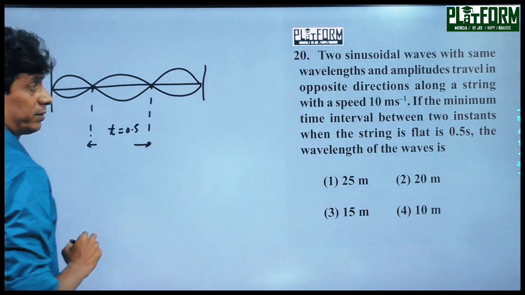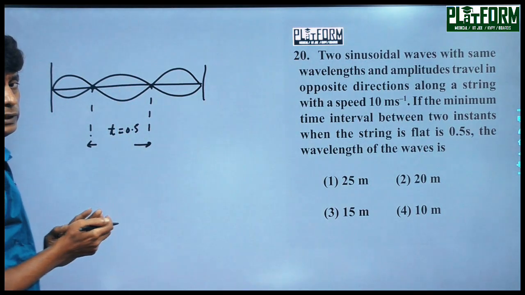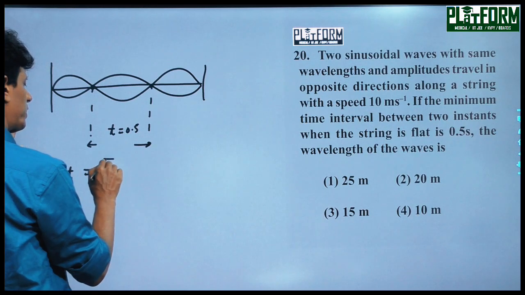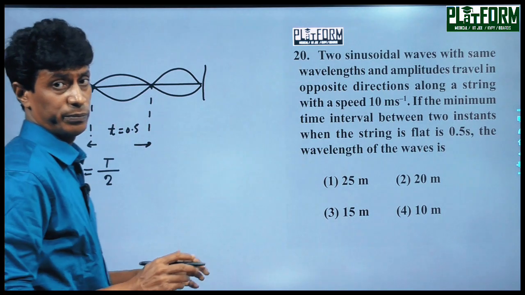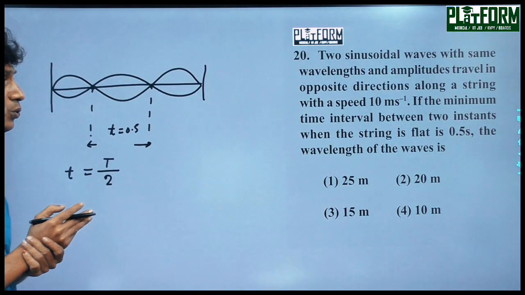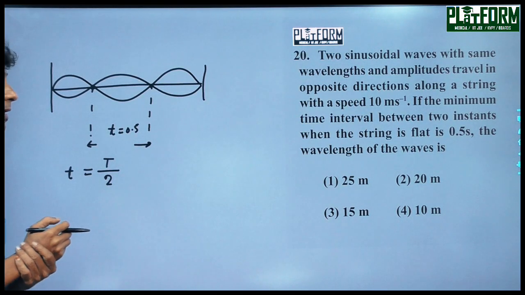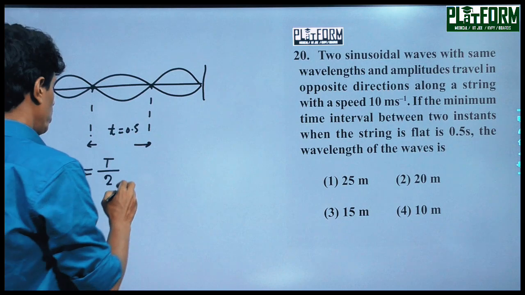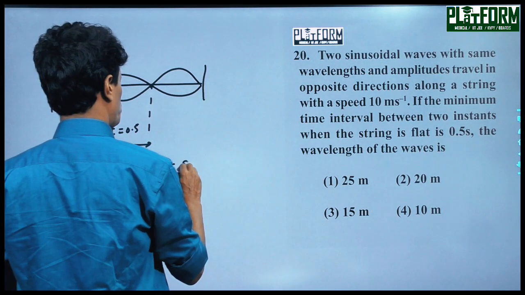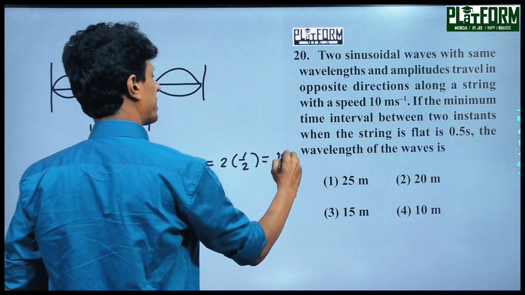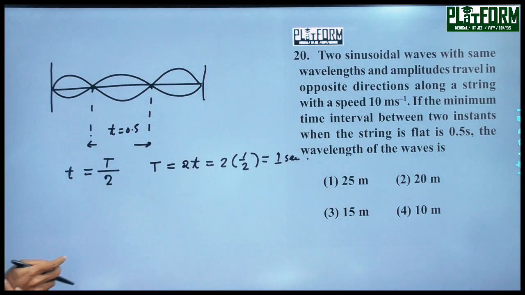You know, this t is actually half of the time period between these two flat positions of the string at an instant. So the time difference between two instants when the string is flat is actually T by 2. So the time period is equal to 2 into t, and 2 into half equals 1 second.